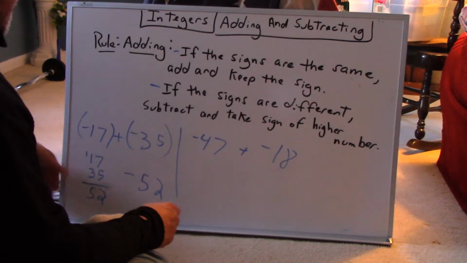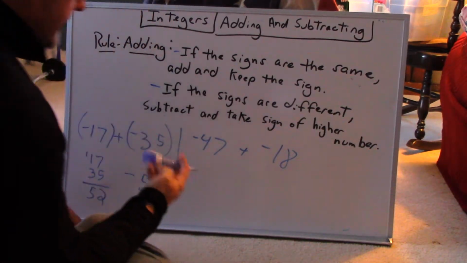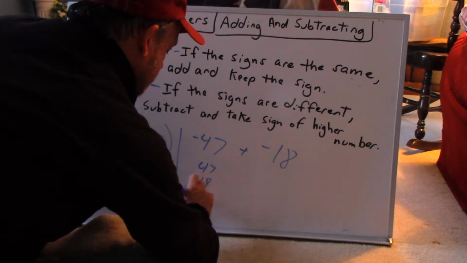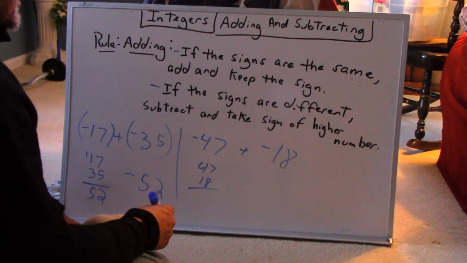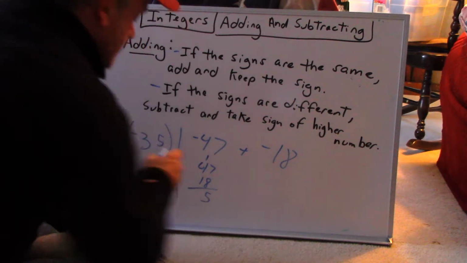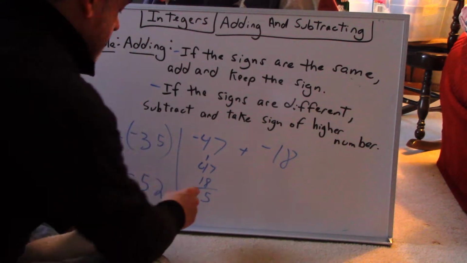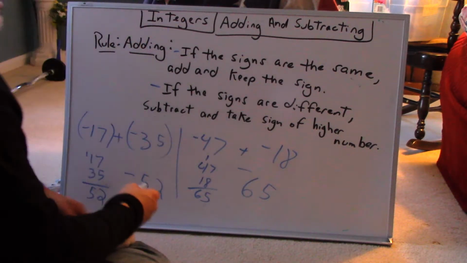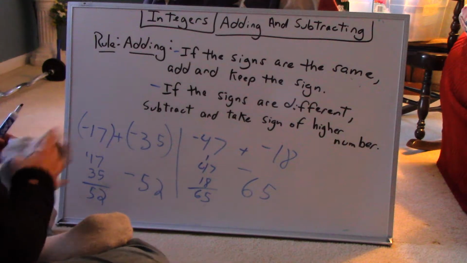Negative 52. Very simple. Negative 47, negative 18. So now I'm going to add 47 and 18. 8 and 7, that's 15. And then 4 plus 1 plus that 1 is 6, so 65. And then we just add the negative, and that's it, negative 65.